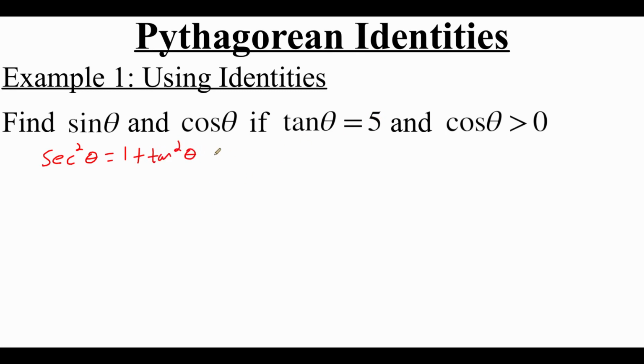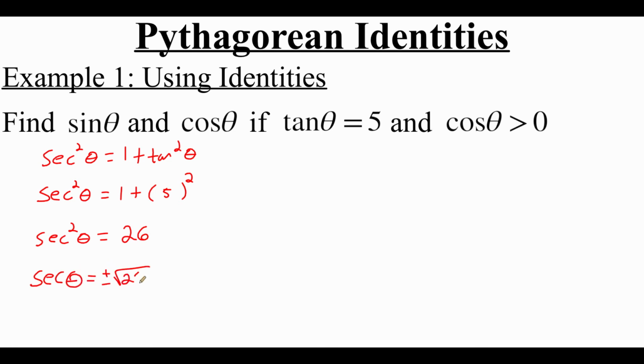Since I know that my tangent value is 5, I can plug that in on the right-hand side. So then my equation would say the secant squared of theta is equal to 1 plus, we know the tangent is 5, but this is supposed to get a squared on it, so I have to square that. Now on the right-hand side, 5 squared is 25, and if I add 1 to that, then I'm going to get 26. So I would get the secant squared of theta equals 26. Now if I just want the regular secant, then what I have to do is square root both sides in order to get rid of the squared power. So the secant of theta is going to equal plus or minus the square root of 26.